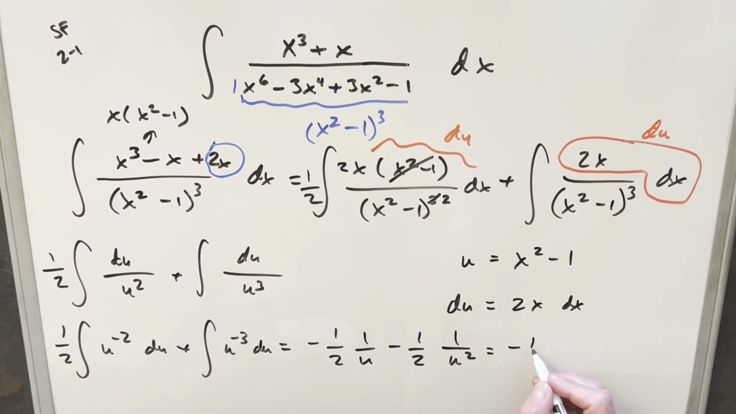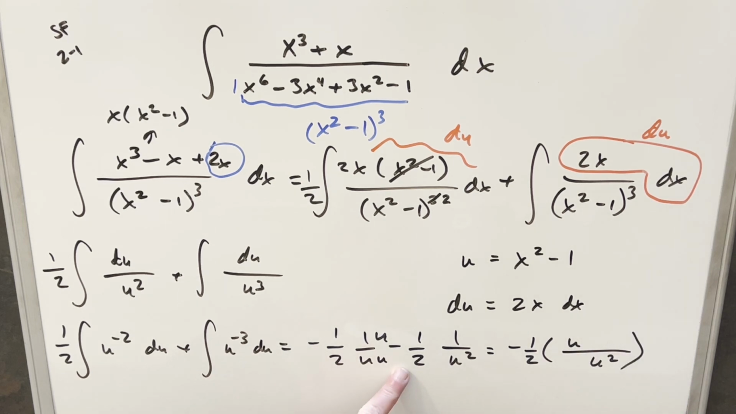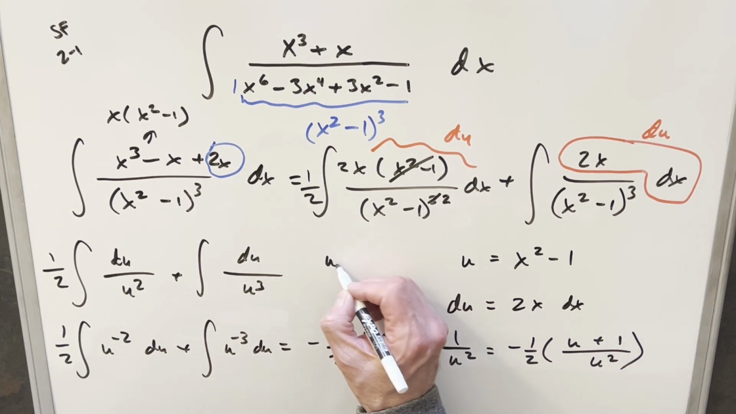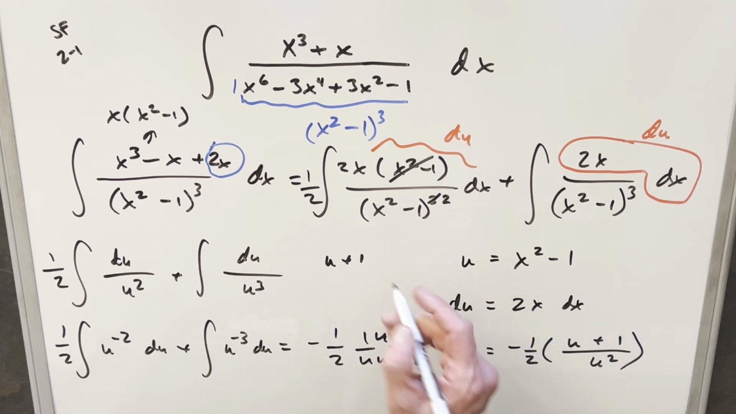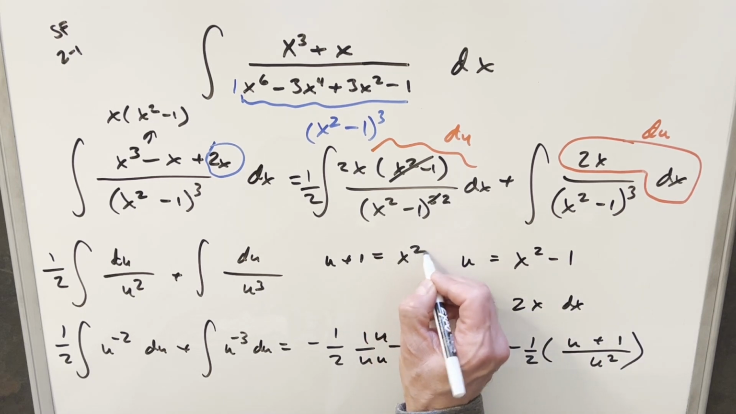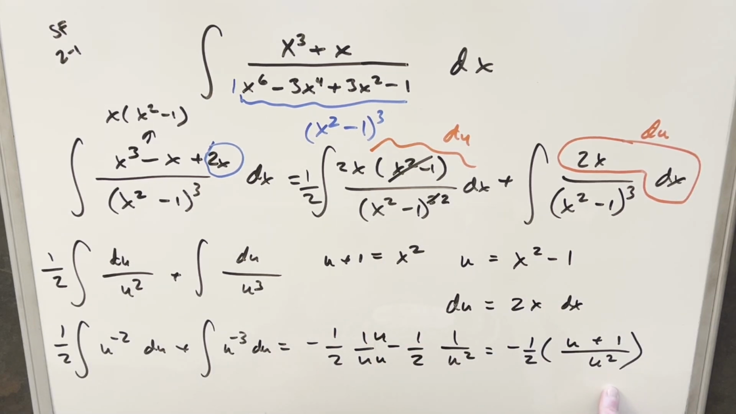I'll factor a minus 1/2 out of this, and then let's get a common denominator. If I multiply by u over u here to get a u squared in the denominator, this gives me u here. I'm going to put it all together over u squared. But since we factored the minus half out, this is just going to be plus 1. Now, u plus 1 is just going to be x squared.